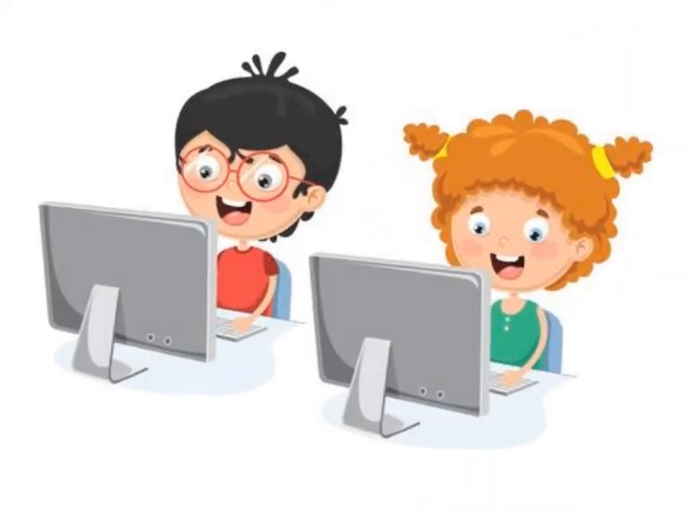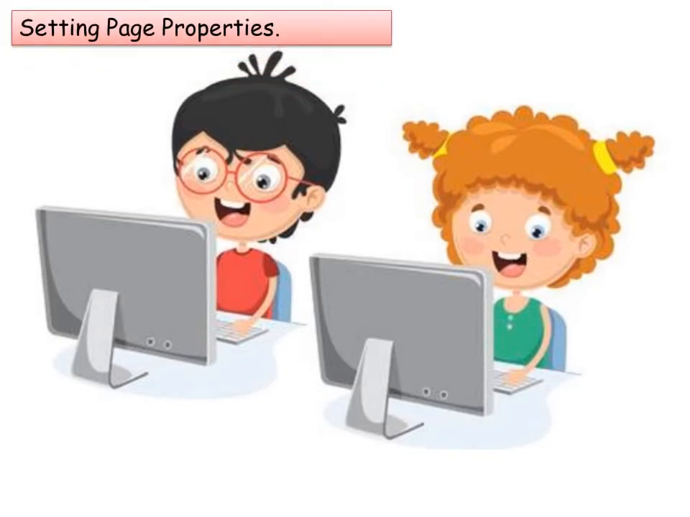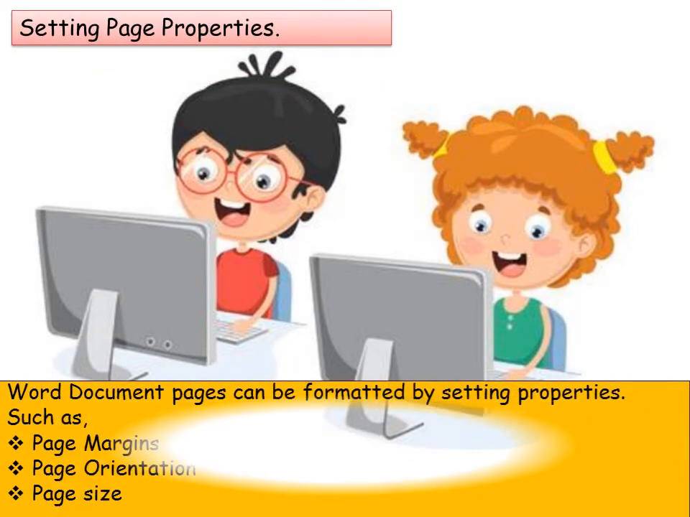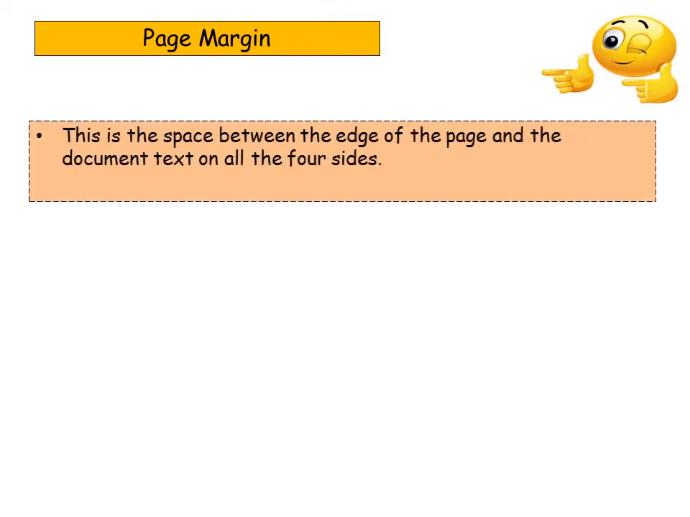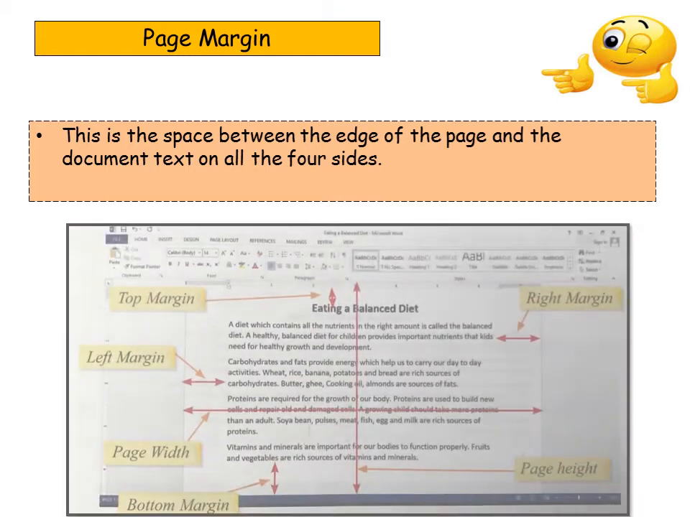Our next topic is setting page properties. What is setting page properties? Yes, Word document pages can be formatted by setting properties such as page margins, page orientation, and page size. Let's see what is page margin. The page margin is the space between the edge of the page and the document text on all the four sides.